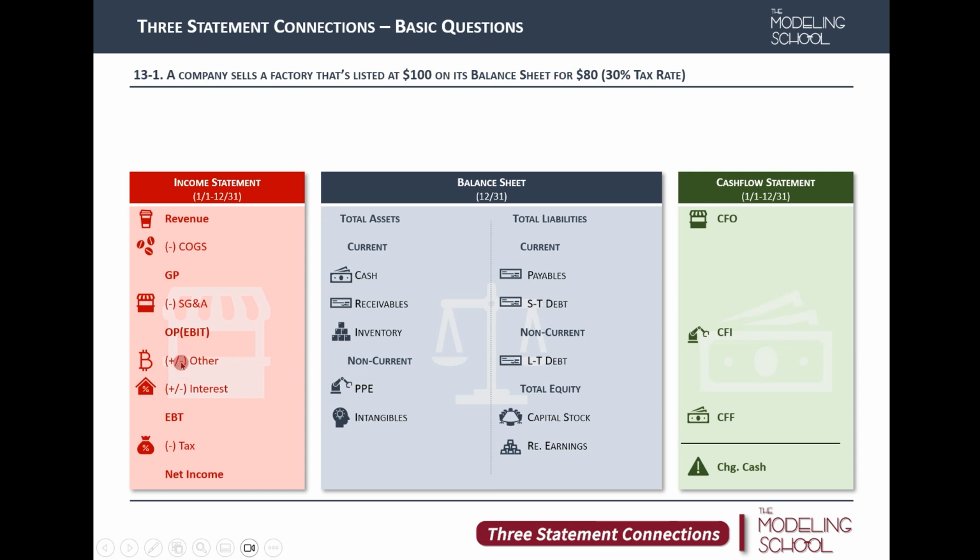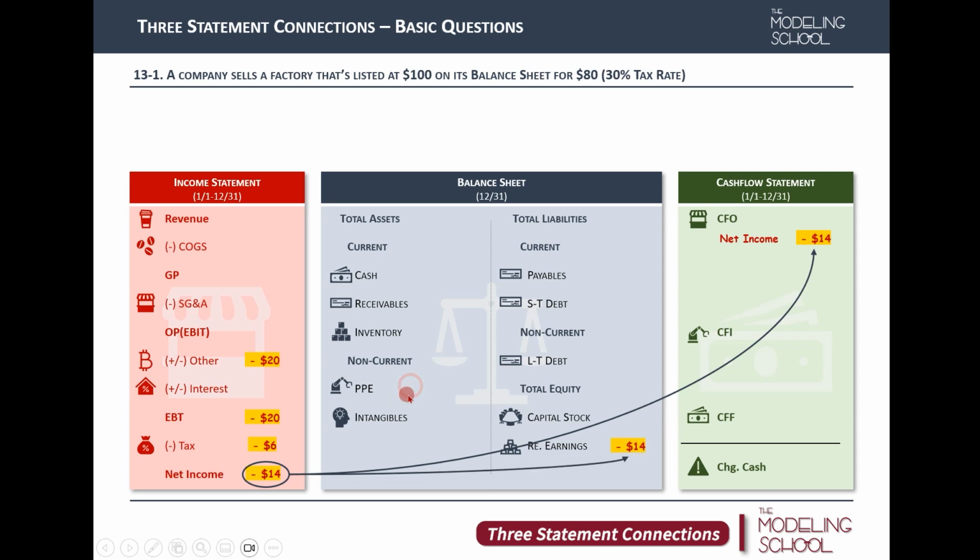Sometimes it's called non-operating income, non-operating expenses, something like that. So there's going to be a $20 loss on this transaction. It's going to decrease EBT by $20, and assuming a 30% tax rate, tax is going to be down by 6. So the net effect on net income would be minus $14. This is the same again. It decreases the starting point by 14, and decreases retained earnings by 14.